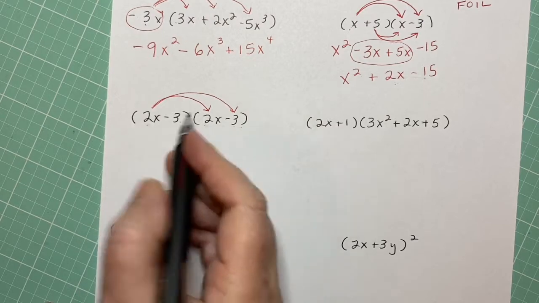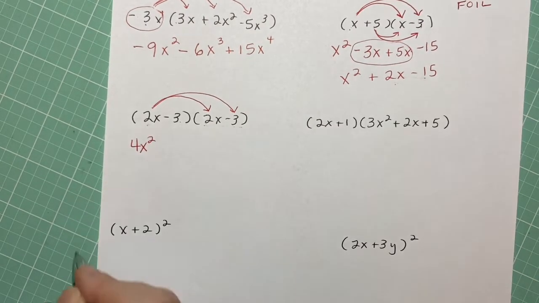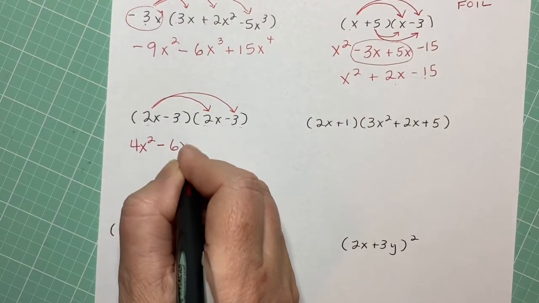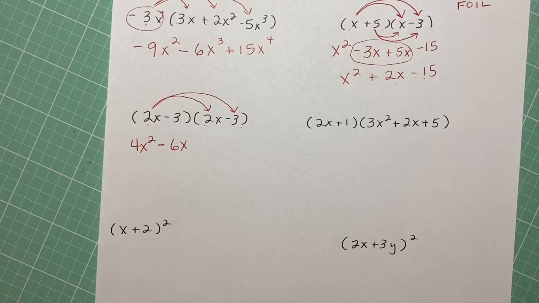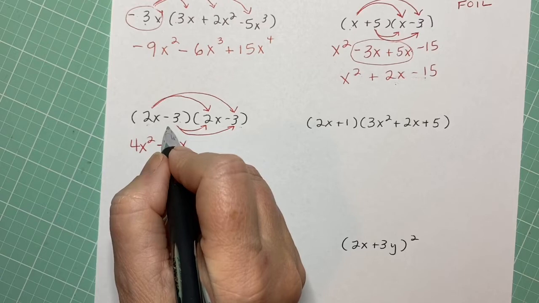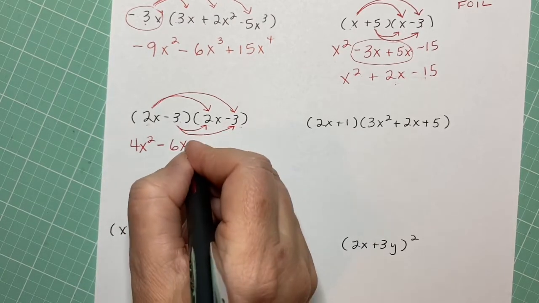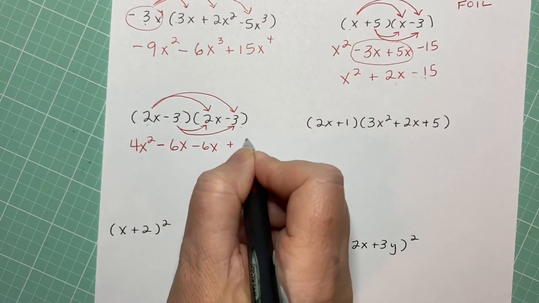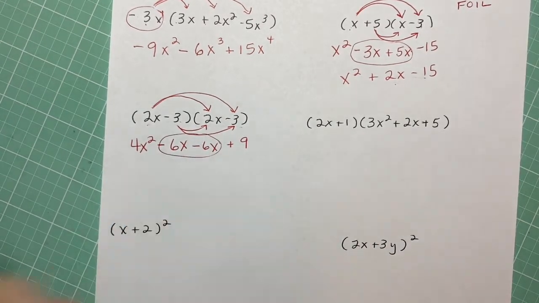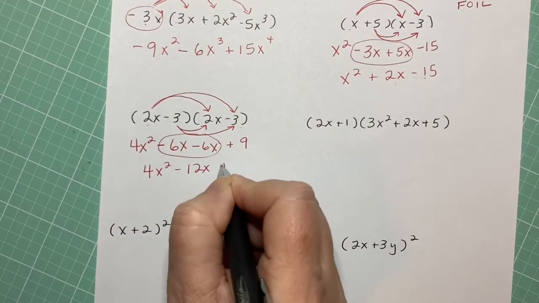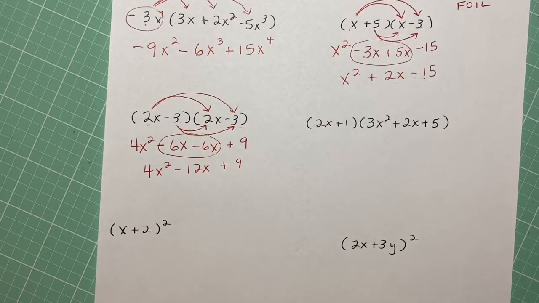So 2x times 2x is 4x squared, because I'm adding those exponents. And 2x times negative 3 is a negative 6x. So I did the first term times both of them, and then I do the second term times both of them. Negative 3 times 2x is a negative 6x. Negative 3 times negative 3 is a positive 9. And then again, you combine those middle terms to give you a negative 12x plus 9, because now we're adding, so negative 6 and negative 6 is a negative 12.